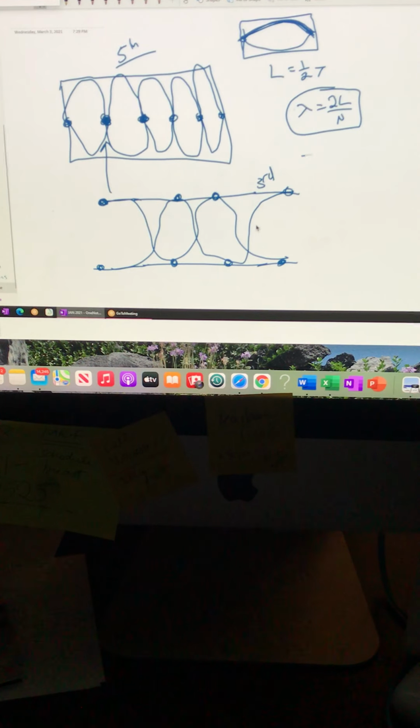Same thing here. Look at the first harmonic in this picture. In the first harmonic, I started at an antinode and I have to end at an antinode. That's a picture of the first harmonic. How many wavelengths are in this pipe? This pipe L has how many wavelengths?